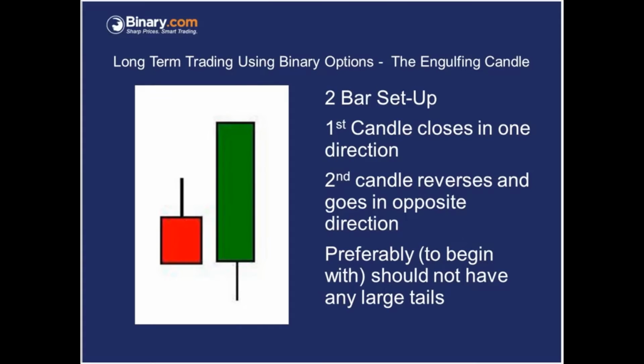I'm sure most of you will be aware of engulfing candles. It's a two-bar setup. The first candle closes in one direction, the second candle reverses and goes in the opposite direction. Ideally, what I suggest to people is that it shouldn't have any large tail to either side. What I like to see with my engulfing candles is big, strong, bold candles.